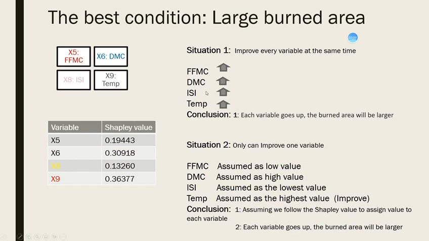Based on my selected variables, if we want to increase the bird area, we could follow our y to assign data. Firstly, if we could improve every variable at the same time, the bird area will be larger because every variable has a positive linear relationship with interest y. But if we can only improve one variable, maybe we need to consider which one has the higher Shapley value, because if we increase it, it could increase the bird area more.